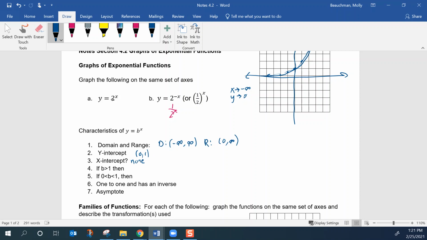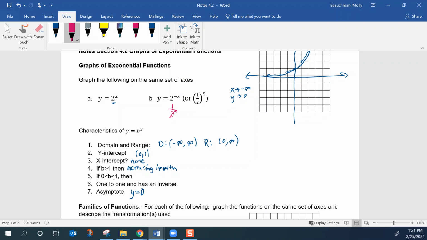If b is greater than 1, which is our situation with 2 to the x, if you read your graph from left to right, your function is always increasing. If it's always increasing from left to right, it's also called exponential growth. And then we'll take a look at when b is between 0 and 1, like 1/2. We'll take a look at that graph in a second. Our exponential function is one-to-one, and it has an inverse, and the asymptote is the x-axis. It's the horizontal asymptote of y equals 0.